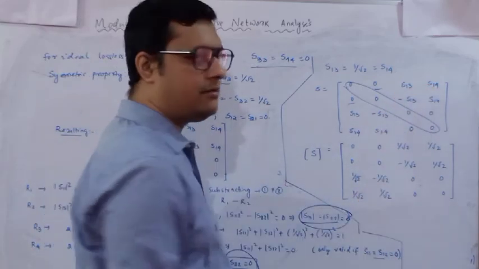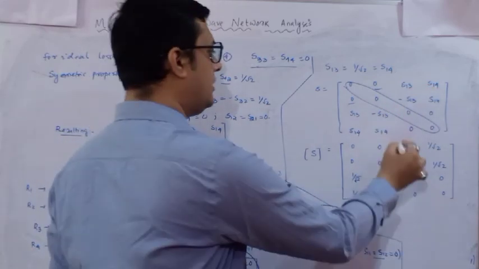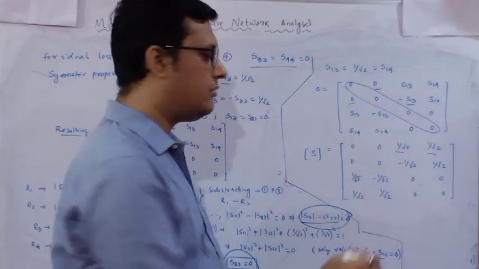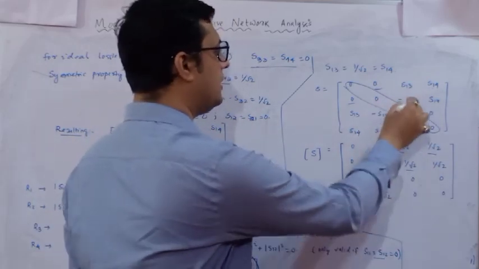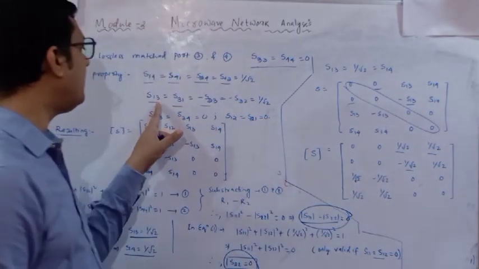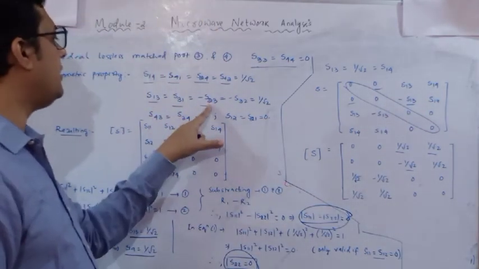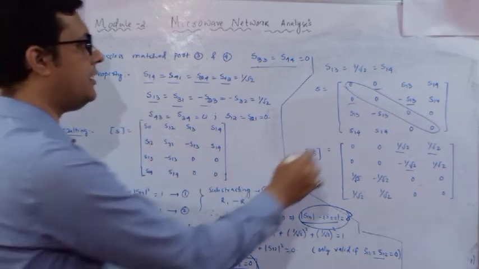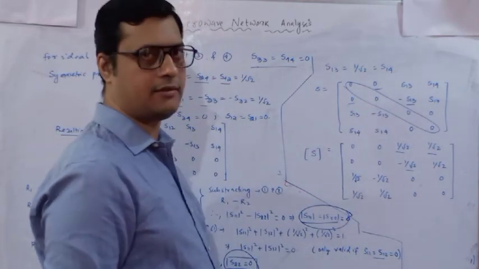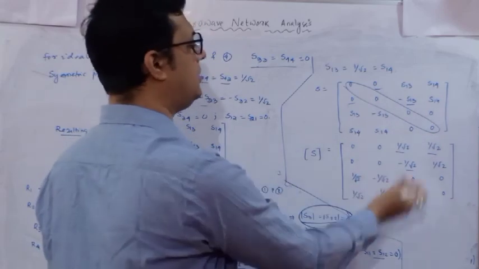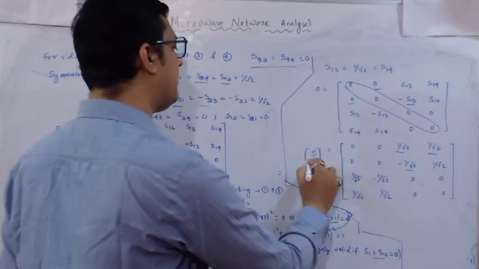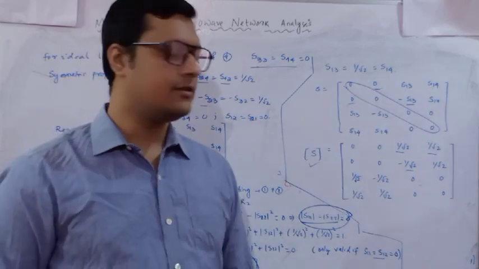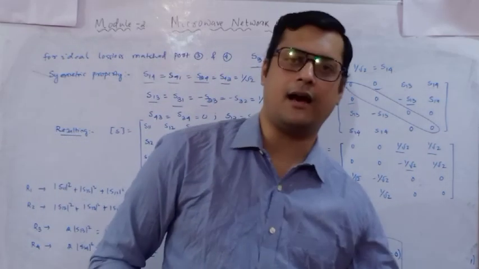S13, S14 is 1 by root 2, 1 by root 2, substitute this value, 1 by root 2, 1 by root 2. S13 is 1 by root 2, so it is minus 1 by root 2. Now why did I take this minus here? Because here S23 is minus S13. So here I have substituted minus S13. Just substitute this value. You will get your scattering matrix for the hybrid T junction. So these derivations are basically asked in exams.